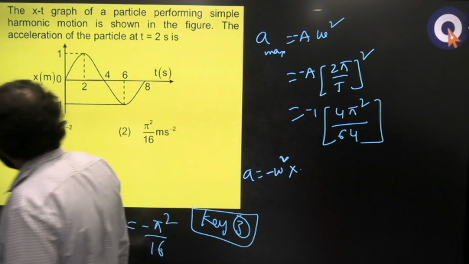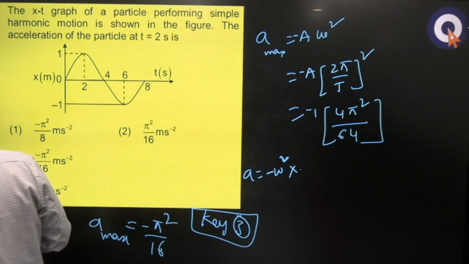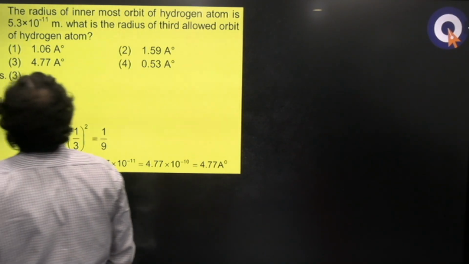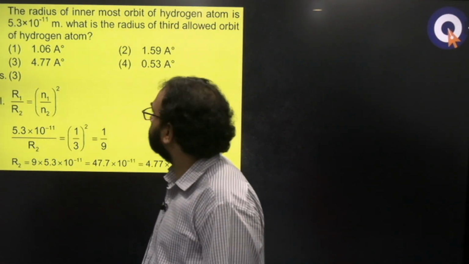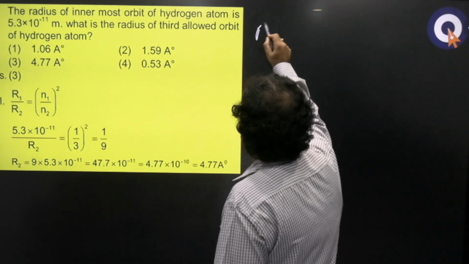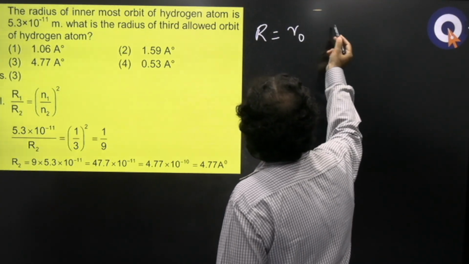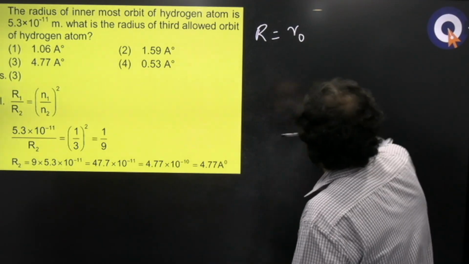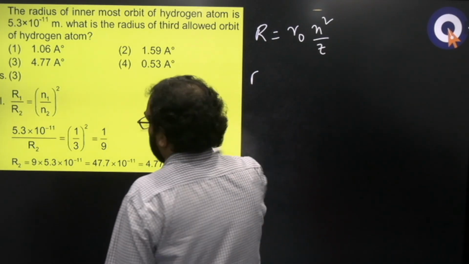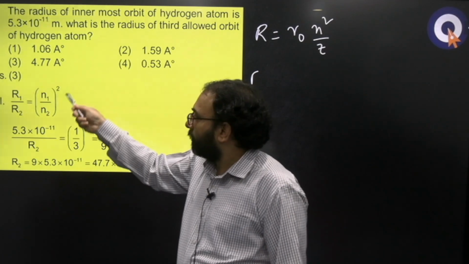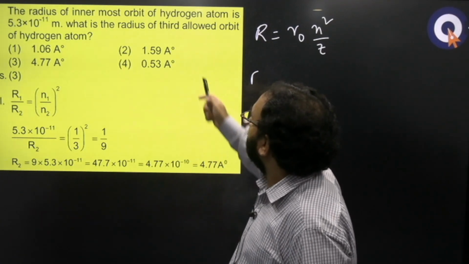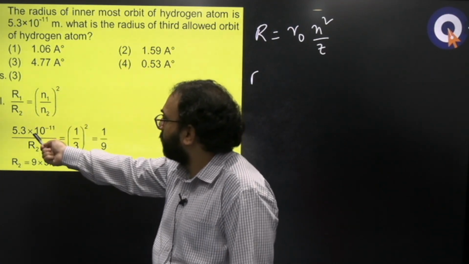Next question. So just see here. Radius r is r naught into 0.529 into n square by z. So radius depends upon n square. So here you can see r1 by r2 equal to n1 square by n2 square. So r1, radius of the innermost, that is 5.3 into 10 power minus 11.